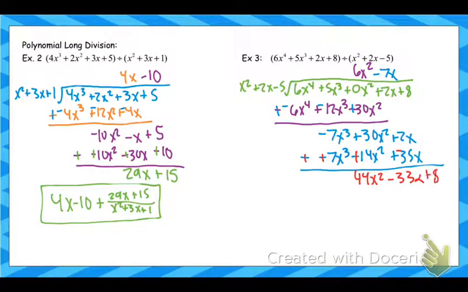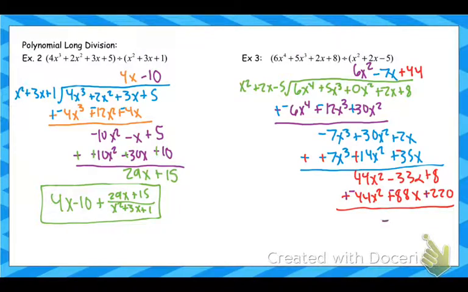Bring down the plus 8. Then I'm going to do it again. Okay, x squared times 44 is 44x squared. And then I'm going to subtract. And in order to subtract, I'm going to change my signs. So I get negative, that's going to be 121x plus 228. At this point, I'm at a lower degree. Since I'm at a lower degree, what's left is my remainder. I write my remainder as a fraction over the divisor.